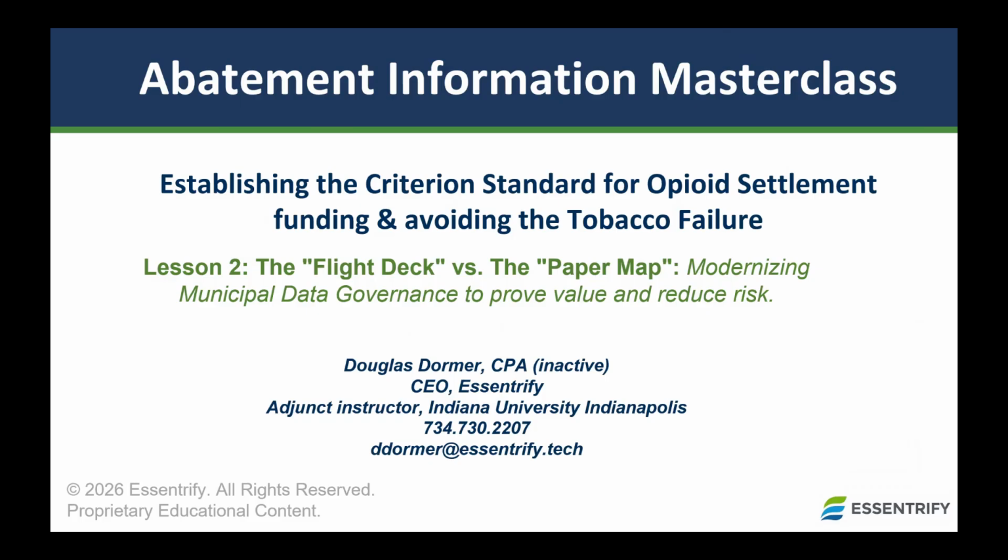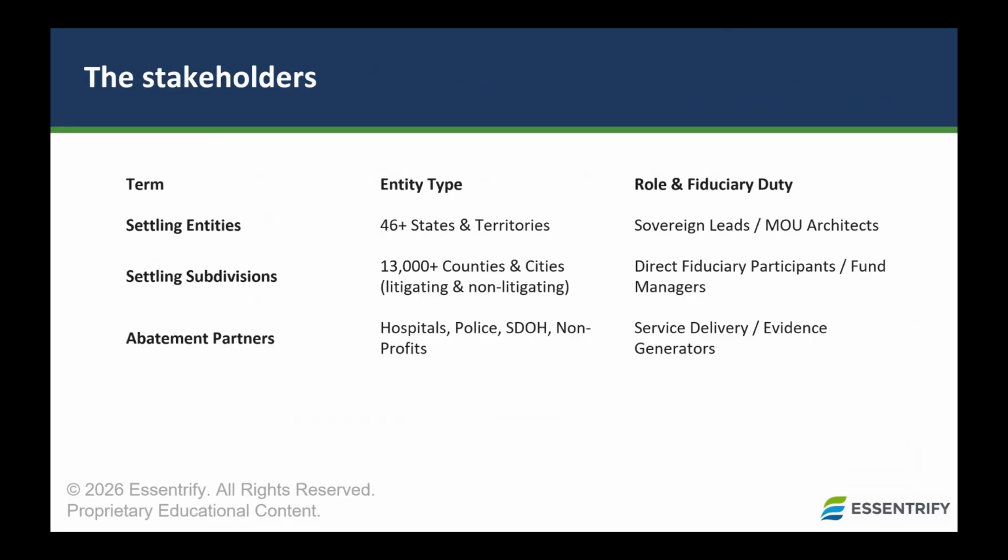The stakeholders in the opioid settlement agreement can be broken down roughly this way. There are settling entities. These are the 46 plus states and territories. It's plus because some have been added later, weren't in the initial settlement group of 46, that provide the highest level of what are called sovereign liens. They're the architects of the state memorandums of understanding that guide how the money can be sent and refine the national agreement for each particular state.